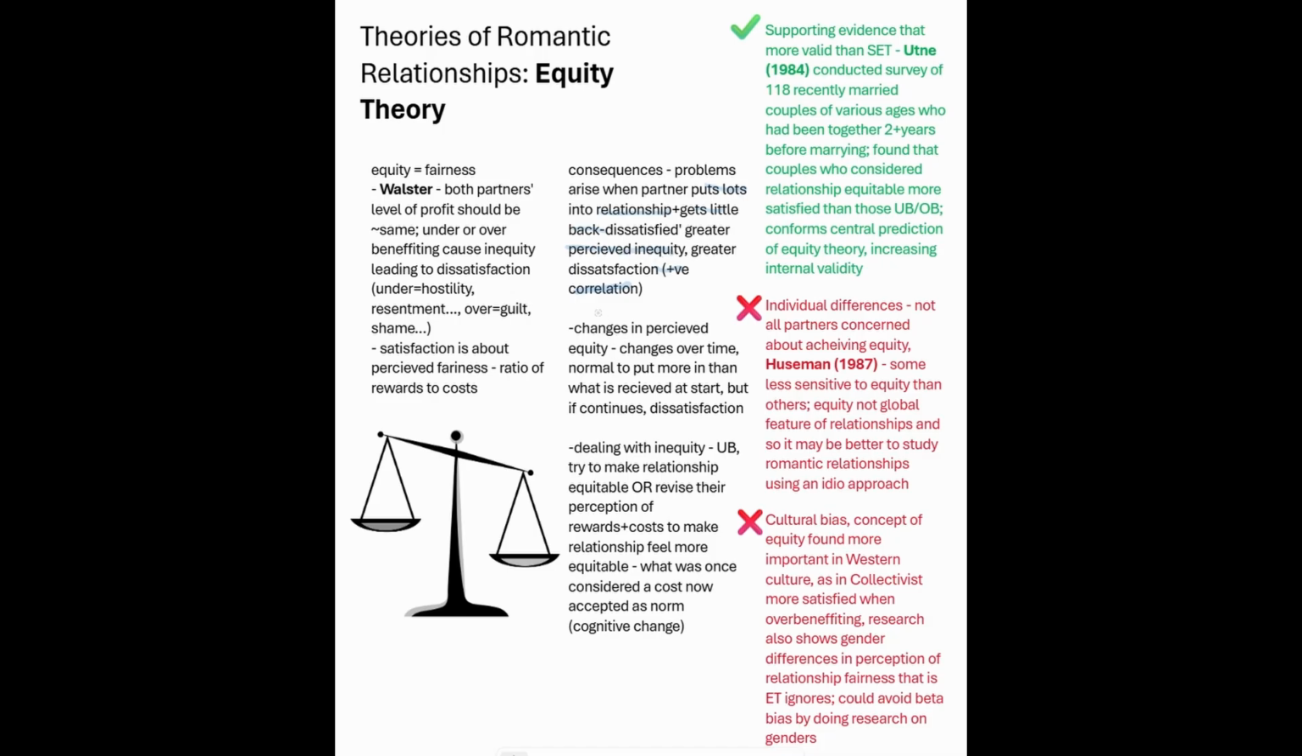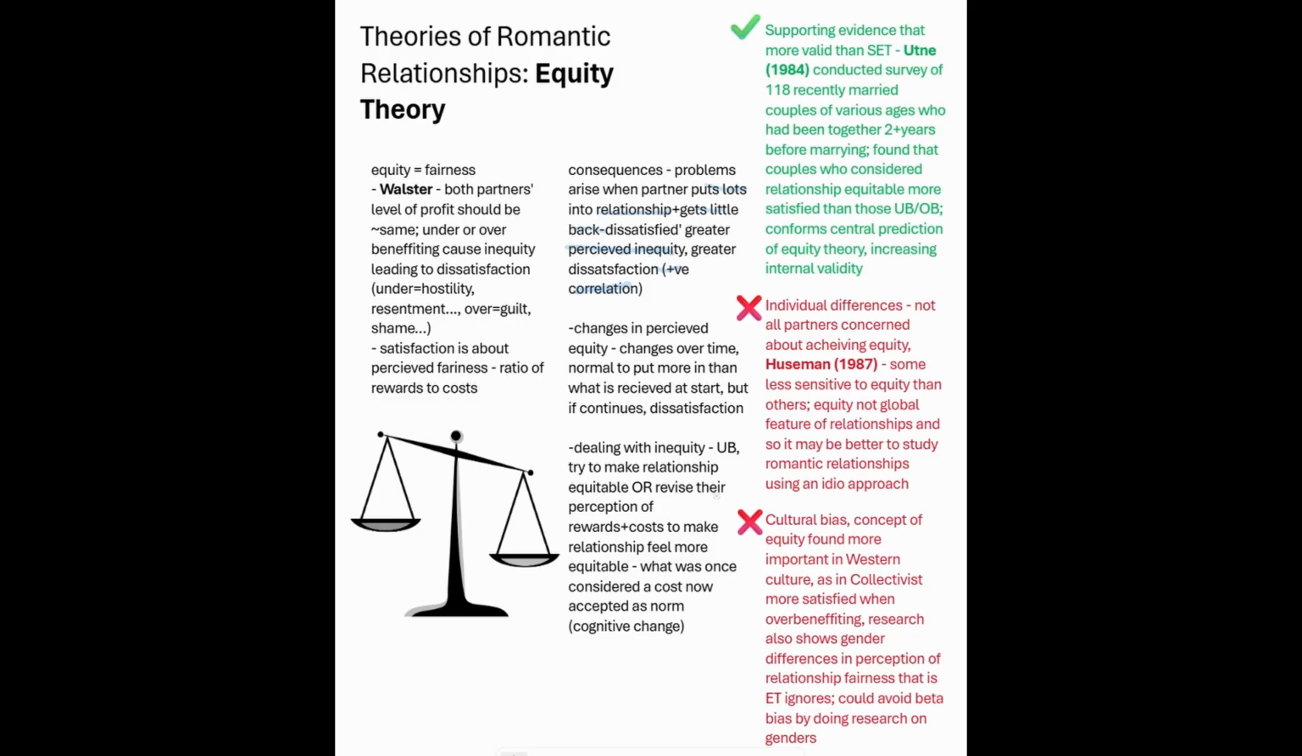Changes in perceived equity. Changes over time lead to changes in perceived equity, as it becomes normal to put more in than what is received at the start. But if it continues, this leads to dissatisfaction. So you put more in at the beginning of a relationship than what is received, but if this continues and you don't receive enough back, it leads to dissatisfaction.